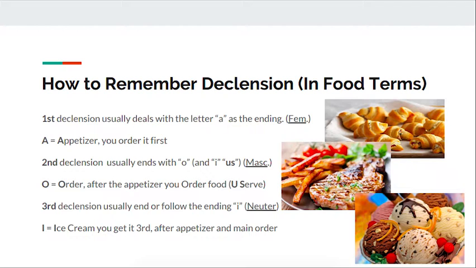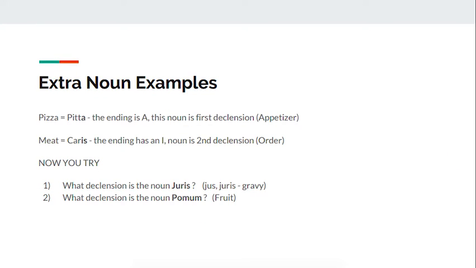Next, third declension usually ends with an I, IS, ibus, like we stated earlier. And think about this as I equals ice cream. You get a third. You've already ordered your appetizer, which is first. You've got your main meal or your dinner, second. And now you're ready for dessert and you're going to order some ice cream, I, third declension. So let's take a look at some examples.